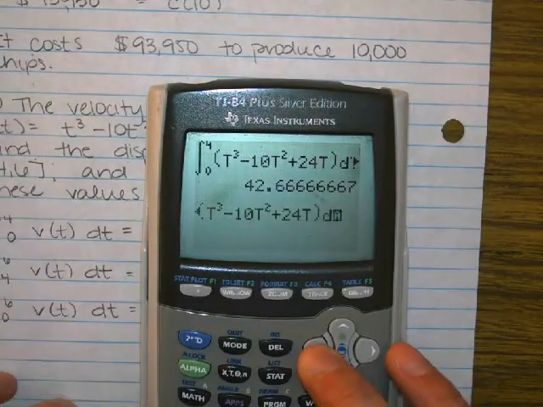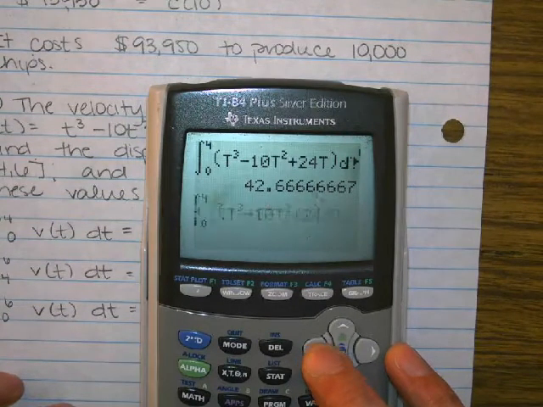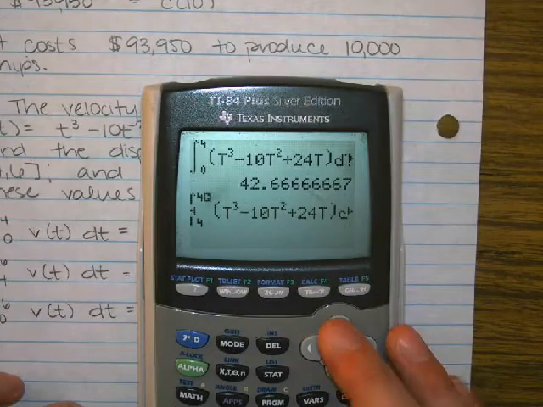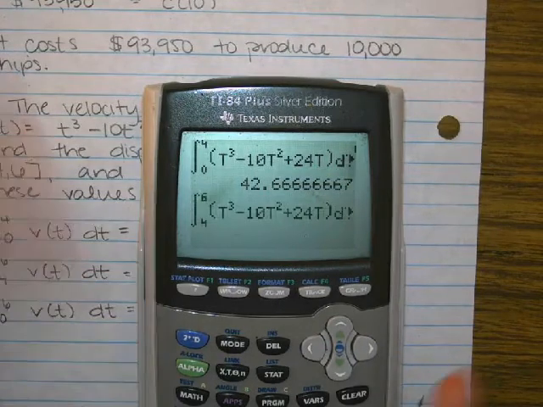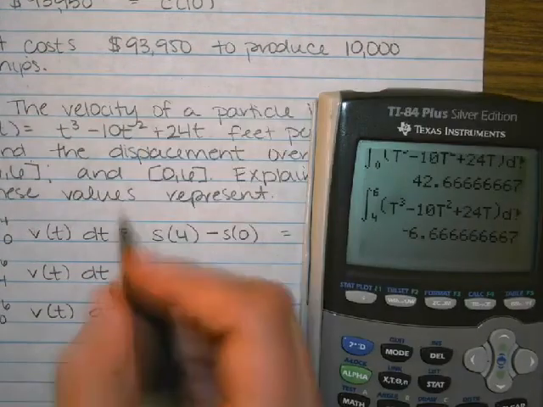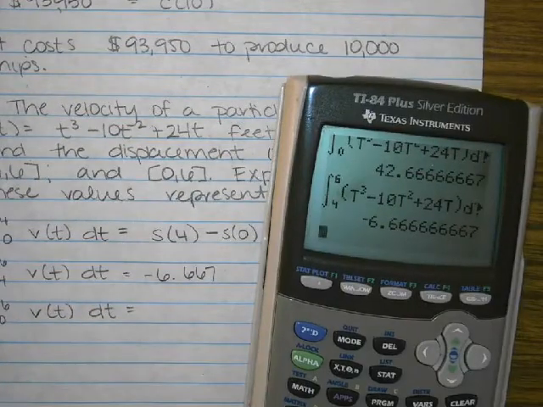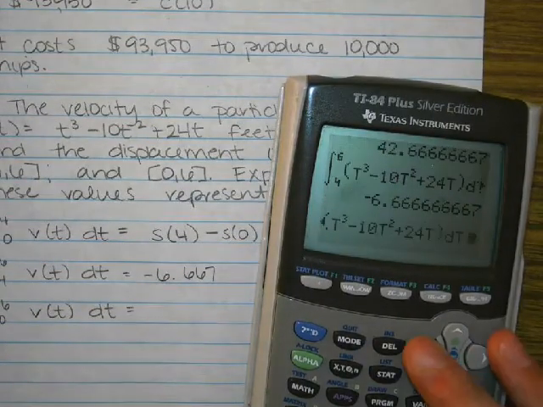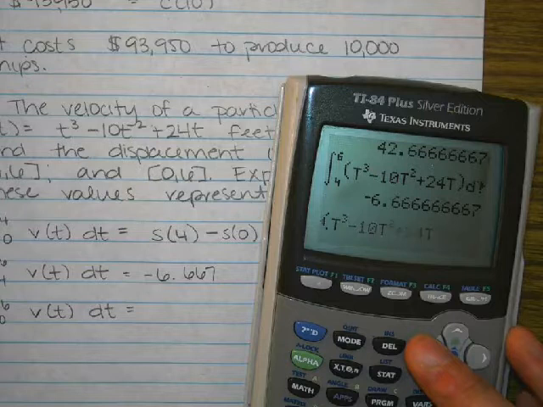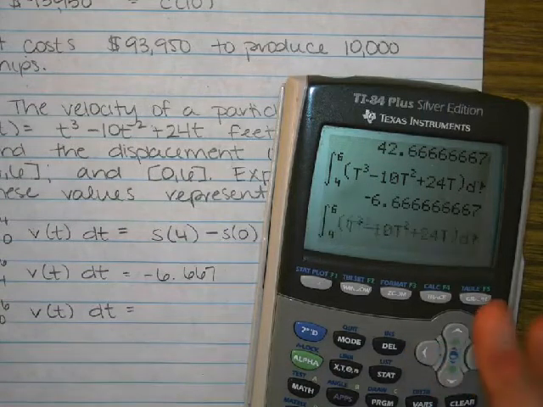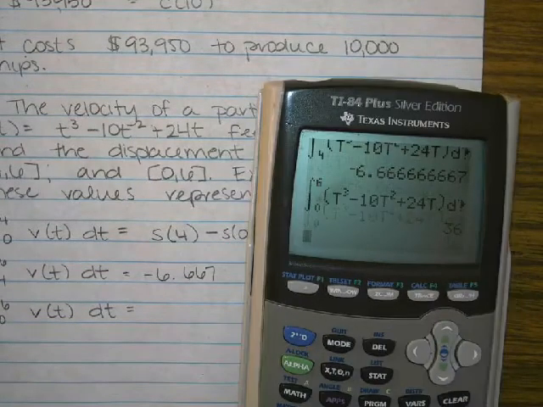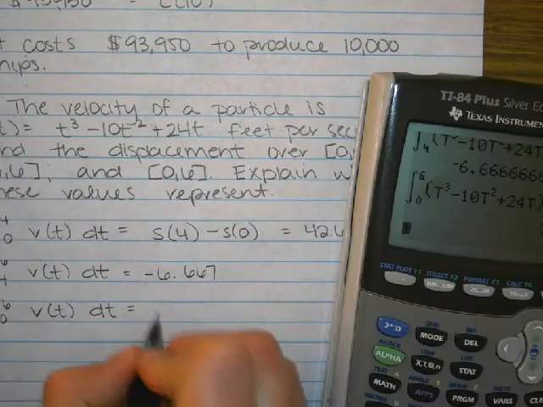And then we'll do the same thing from 4 to 6. Negative 6.667. And then we'll do the same thing from 0 to 6. 36 exactly.